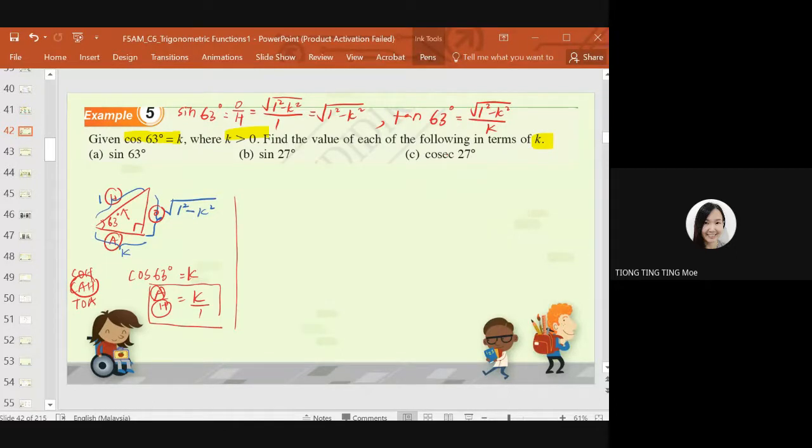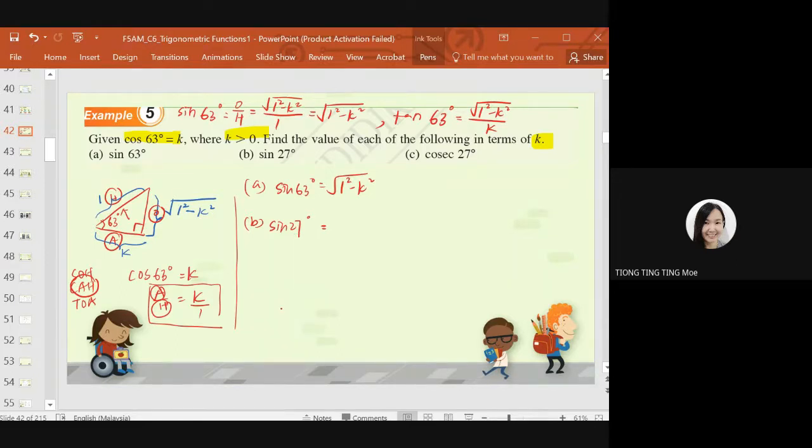Okay, sin and tangent we have now. So now we can find A. Sin 63 degrees. See? Straightforward, write the answer now, because we got it already just now. Square root of 1 square minus k square. Then B, sin 27. Of course this one is related with the complementary.